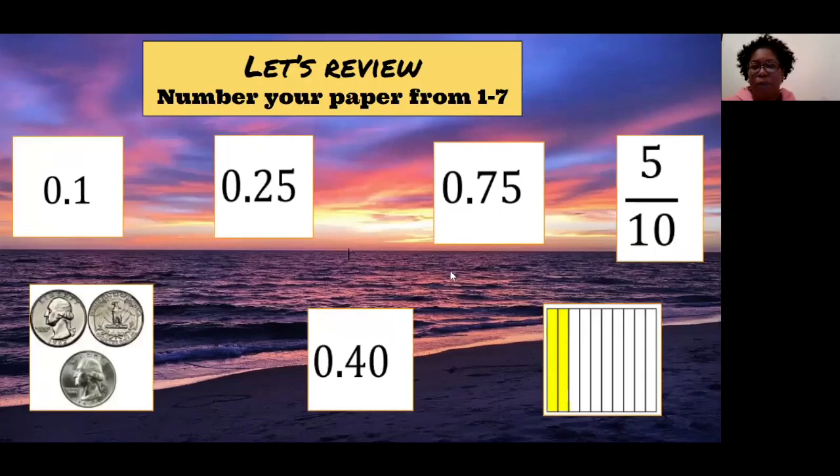Please number your paper from 1 to 7. And here are your directions. For each card, identify a decimal or fraction equivalent. And we'll go right in order, starting with 1, 2, 3, 4, 5, 6, 7. Press pause to give yourself some think time and some work time, and when you're ready, press play to reveal the answers.